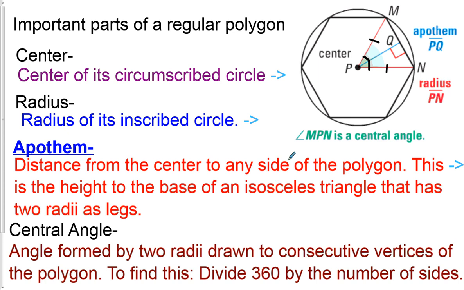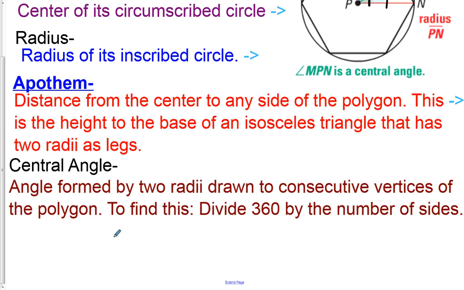Now, that angle is not going to be that useful to us. However, we are going to use an angle that is 360 divided by 2n, and you'll see why that is in a little bit here.